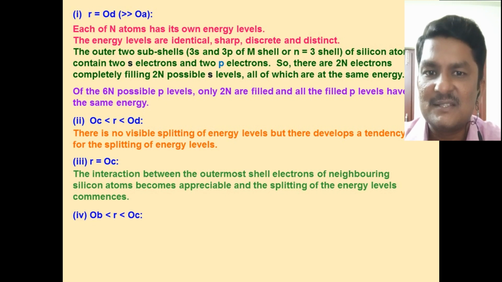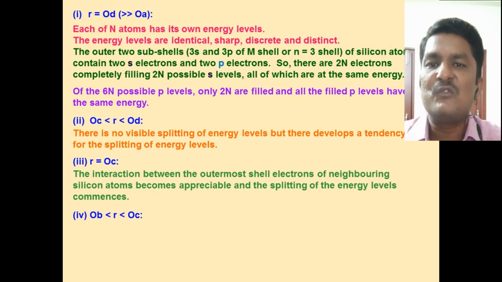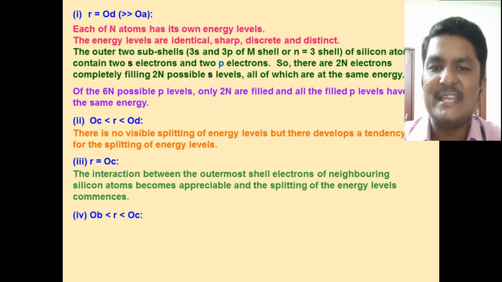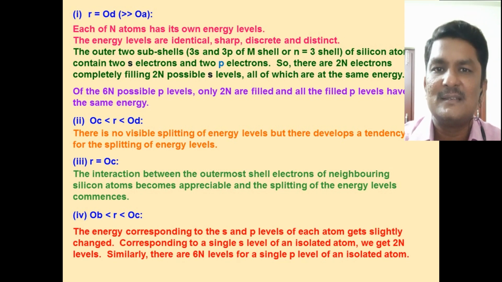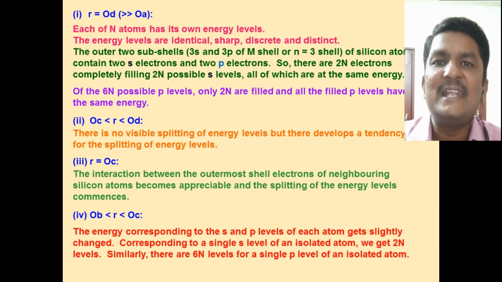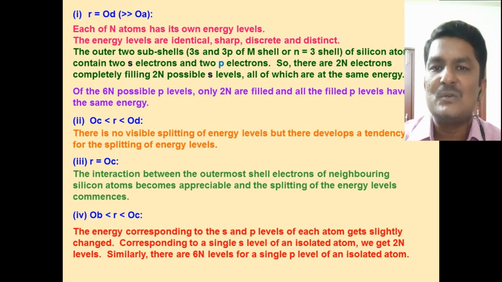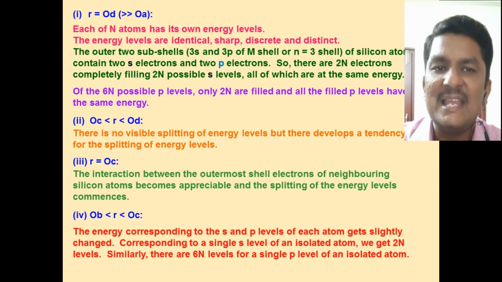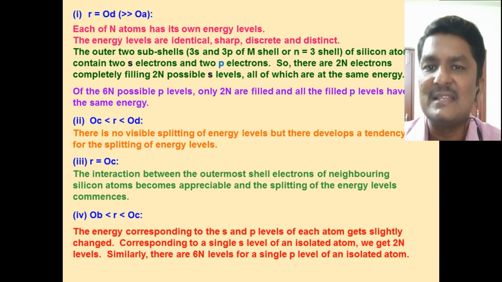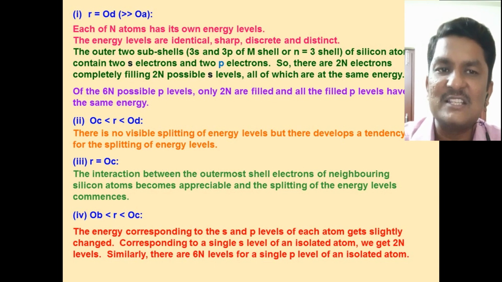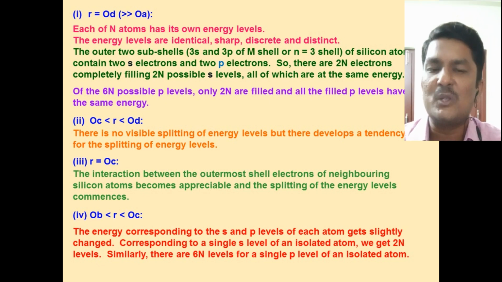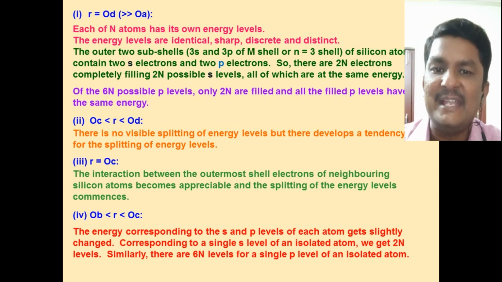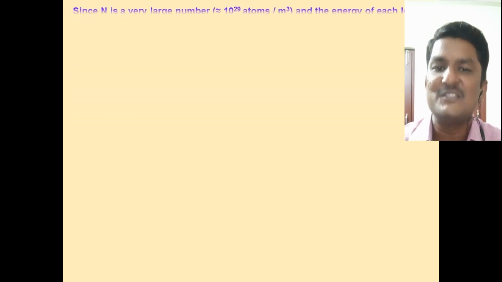Fourth case, we move to OB less than R less than OC. The energy corresponding to S and P levels gets slightly changed. So corresponding to a single S level, we get 2n levels. Similarly, there are 6n levels for a single P level of an isolated atom. Totally 2n plus 6n, 8n levels of nearly the same energy.